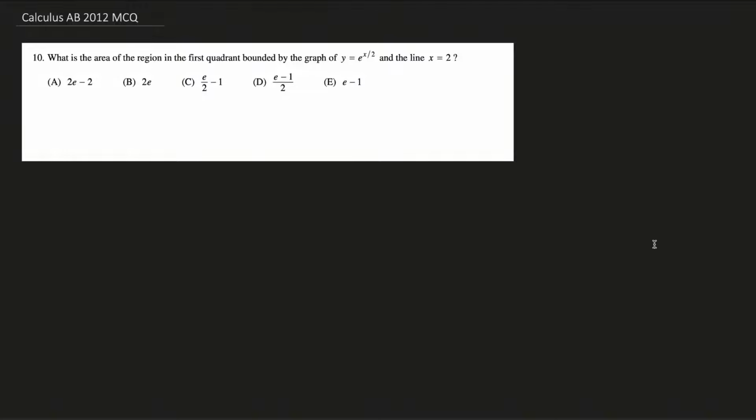All right, number 10 says, what is the area of the region in the first quadrant bounded by the graph of y equals e to the x over 2 and the line x equals 2?